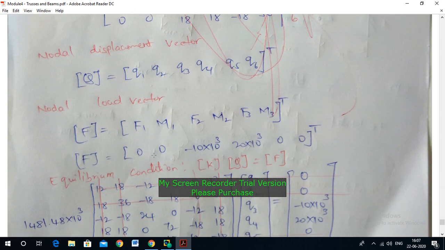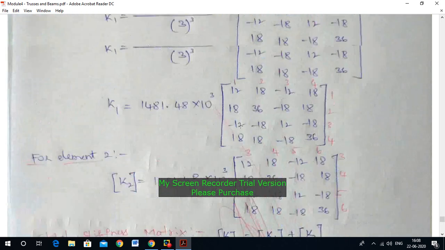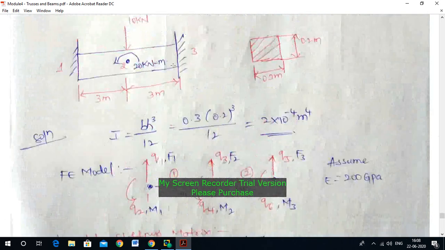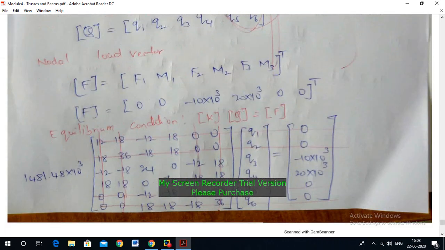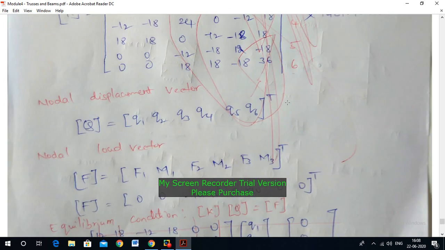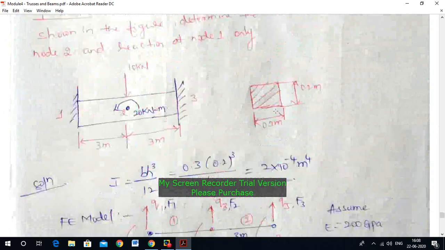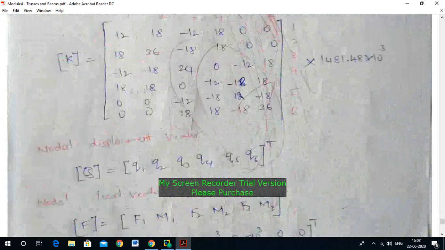Therefore F is equal to, since node 1 is fixed, the force acting at node 1 in x and y direction is 0 0, moment is 0. But the force acting at node 2 is in y direction downward, minus 10 into 10 power 3, and moment is applied at node 2 in anti-clockwise direction. Always, if the moment is applied in anti-clockwise direction, we should take a positive value: 20 into 10 power 3, 20 kilonewton is given. The force acting at node 3 is 0 0 here, because there is no force acting at node 3.